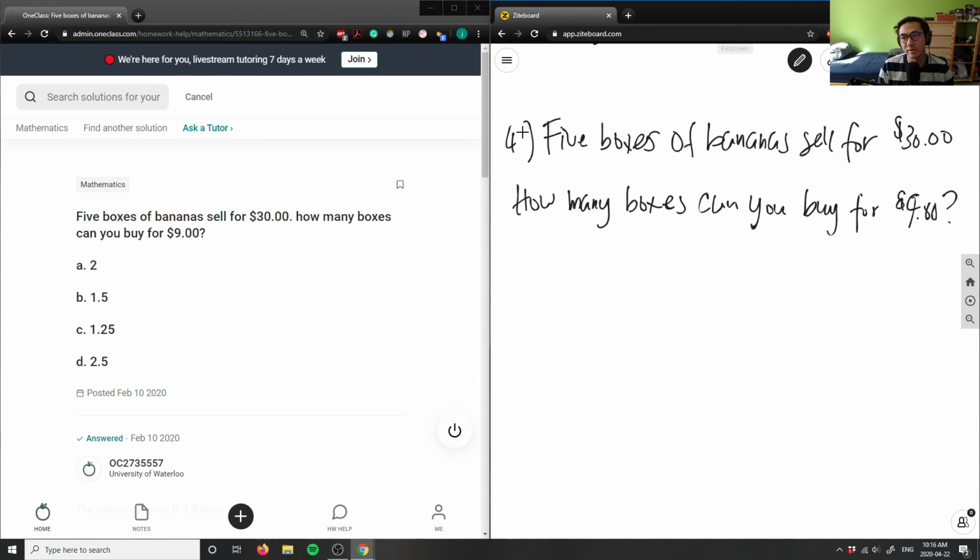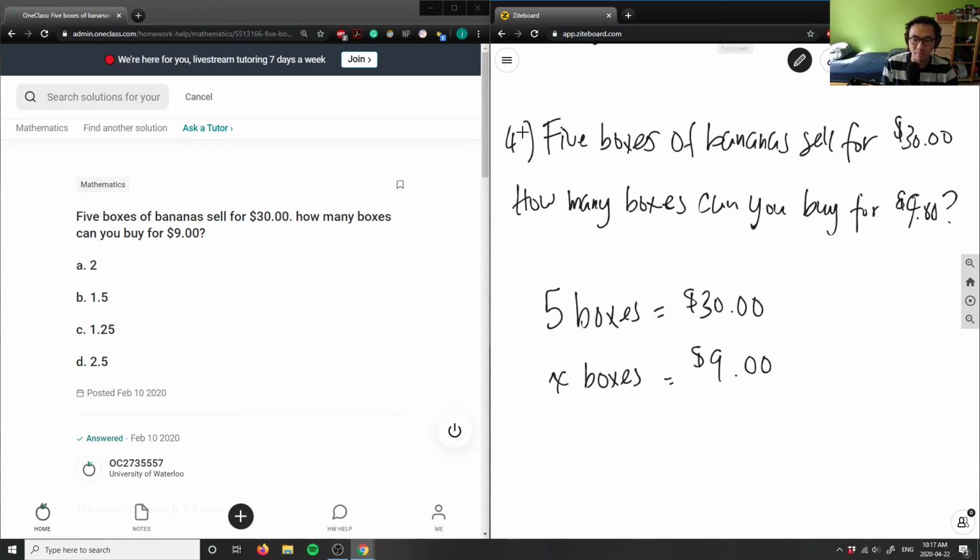So 5 boxes of bananas for $30, right? So I can write it down: 5 boxes would equal $30. It's asking how many boxes can you buy with $9? So I'm going to say this is X boxes. How many boxes can you buy with $9?